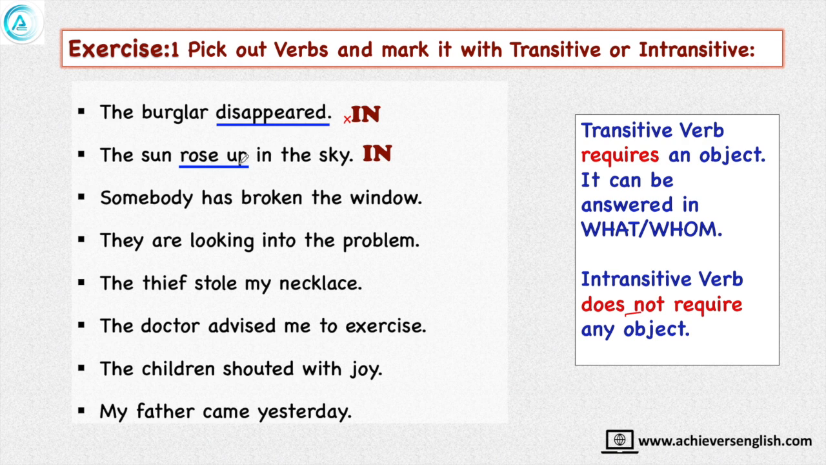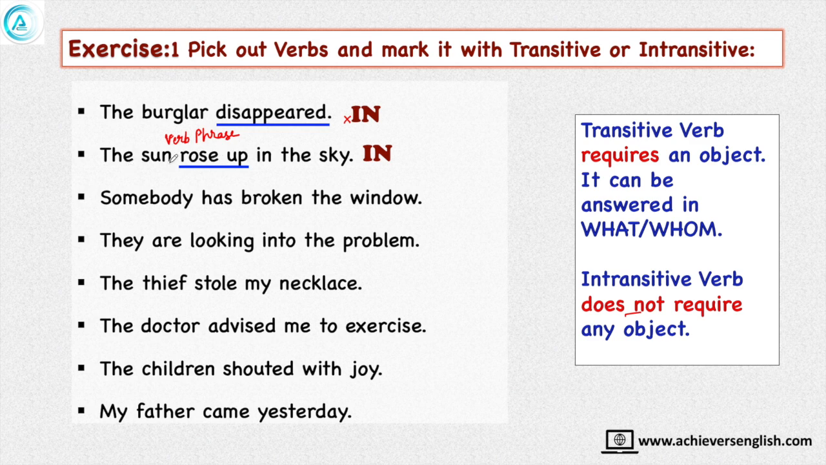Now friends, a question may come: rose is a verb, then why is "up" added? So friends, this is called a phrasal verb, which is a combination of a verb with a preposition. So this completely is considered as one verb because it cannot be separated. Here "up" is not working as a preposition. It is working as a part of the verb only.